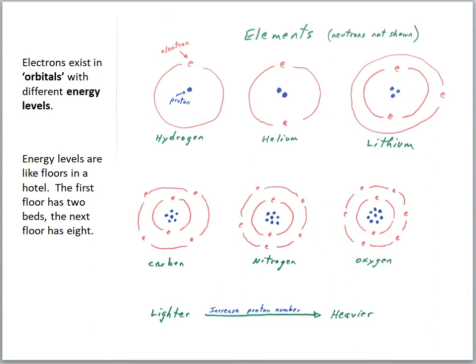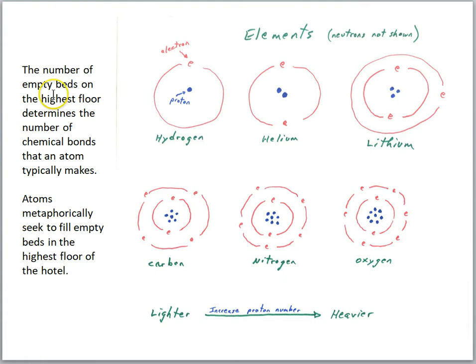That will be important when we consider chemistry, because the number of empty beds on the highest floor determines the number of chemical bonds that an atom typically makes. And we can say atoms metaphorically seek to fill empty beds in the highest floor of the hotel. So oxygen here, for example, has 8 beds on that second floor, but only 6 electrons occupying the 8 beds, so there are 2 empty beds. Oxygen would do well to get 2 more electrons to fill those beds. And what that means to a chemist is that oxygen tends to make 2 chemical bonds.